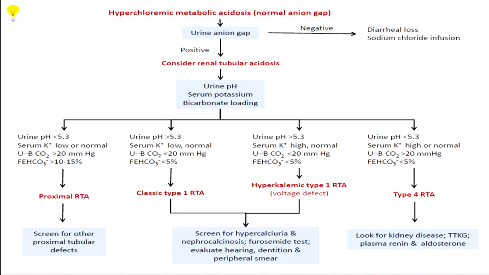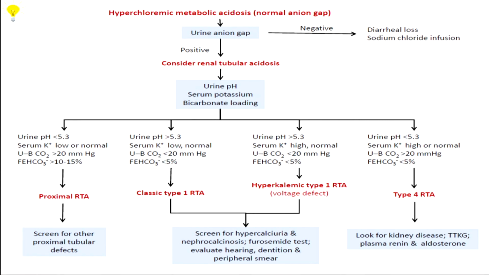So this would be proximal RTA. One would need to evaluate these patients in more detail with genetics. Type 1 RTA or the distal RTA would have a high urine pH. Serum potassium may be low, normal, or at times could be high. The U minus B CO2 level would be low because there is inadequate hydrogen ion secretion happening in the distal tubule, and the FE bicarb will be normal.